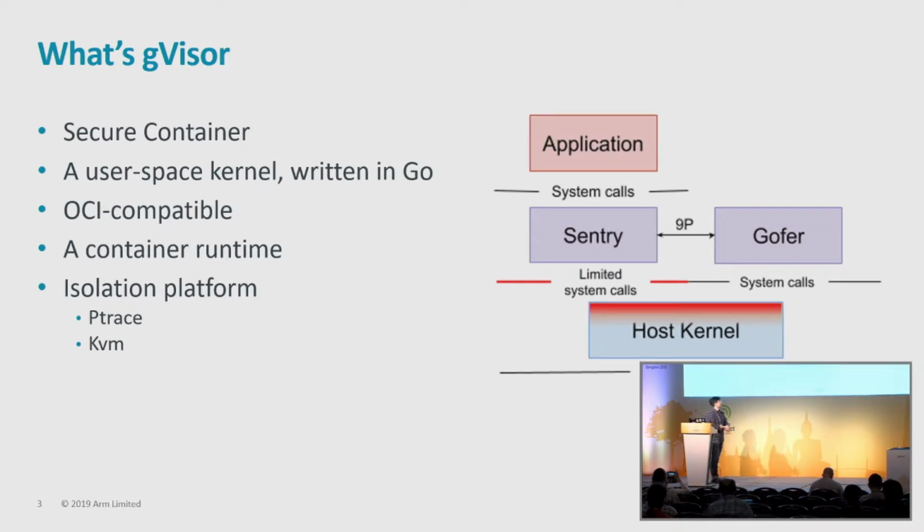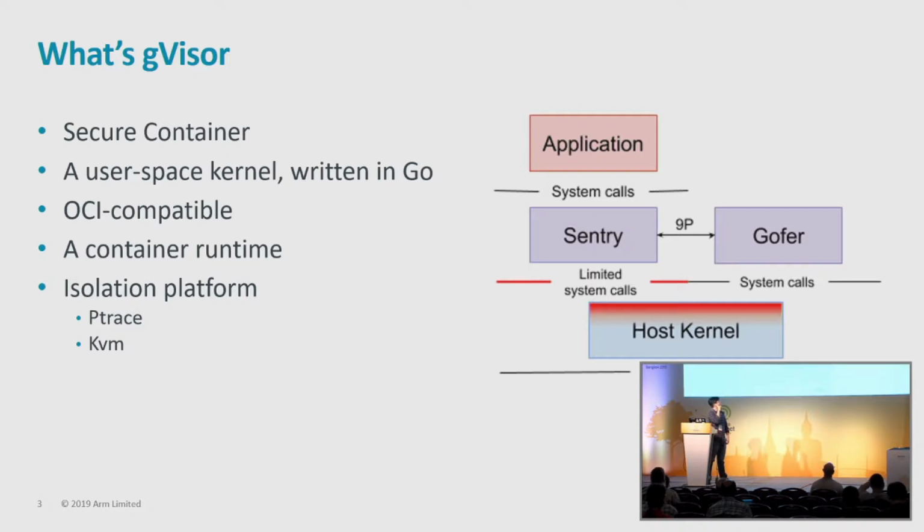OK? Let me introduce something about gVisor container. Firstly, I think many people here already know about the Kata container. For Kata container, it's much like a virtual machine with OCI support. For gVisor container, it's also a solution for secure container. And also, the gVisor container supports the OCI, so it means we can run Docker with gVisor container. But from the architectural side, the gVisor container is totally different from Kata.